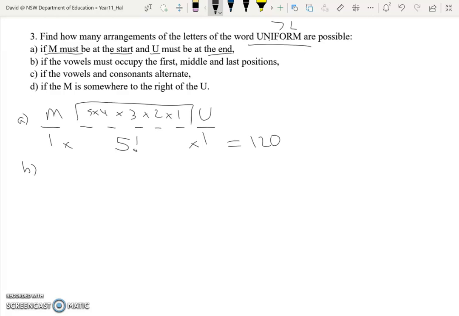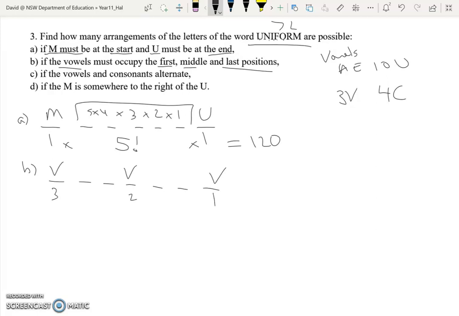B. If the vowels must occupy the first, the middle, and the last position. So I've got 7 positions: 1, 2, 3, 4, 5, 6, 7. A vowel here, a vowel here, and a vowel here. Let's count how many vowels. Remember vowels: A, E, I, O, U. I've got 3 vowels. So that means I must have 4 consonants. So the first position, I'm going to have 3 options, then the middle 2, and then the end 1.